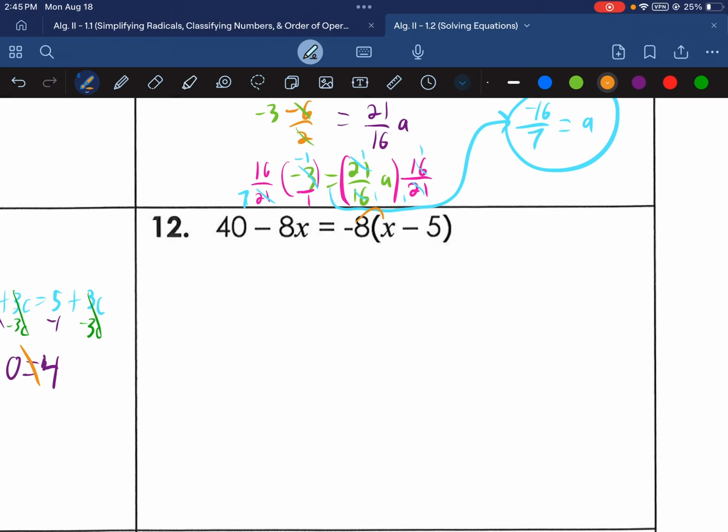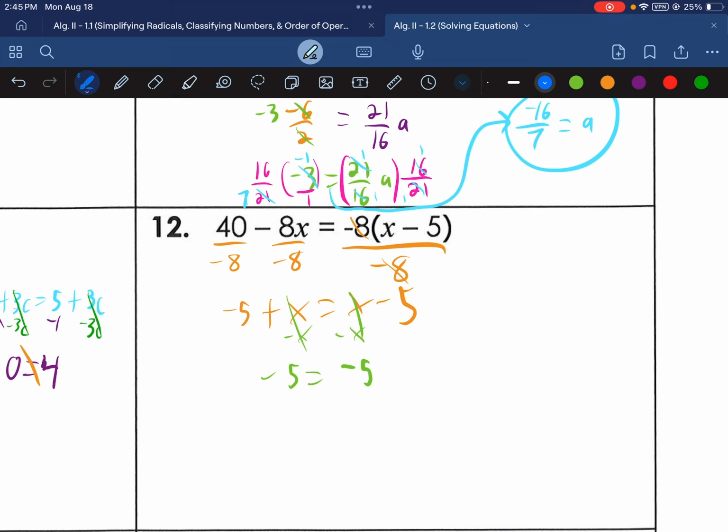Number 12 here, we could either divide everything by -8 or distribute the -8. It doesn't truly matter. To keep up with the theme from earlier, maybe I'll just divide by -8. And I get -5 plus x equals x minus 5. I'll go through this problem if you didn't do that as well, if you just distributed instead. So now if I subtract x from both sides, I notice I get 0. And I get -5 equals -5.